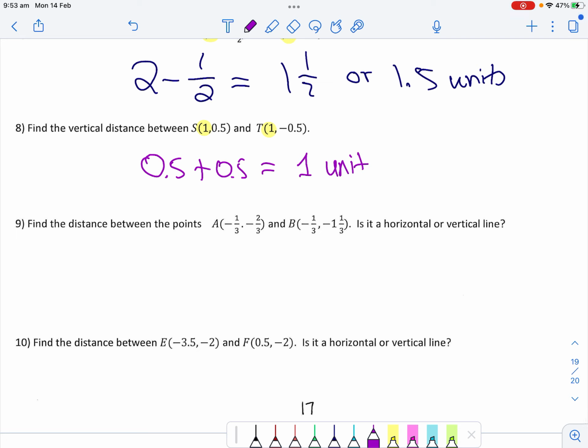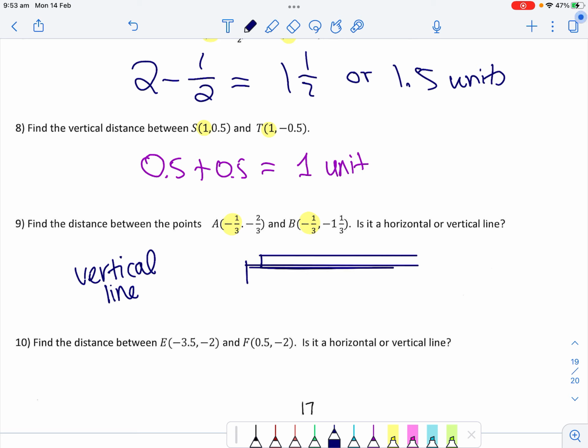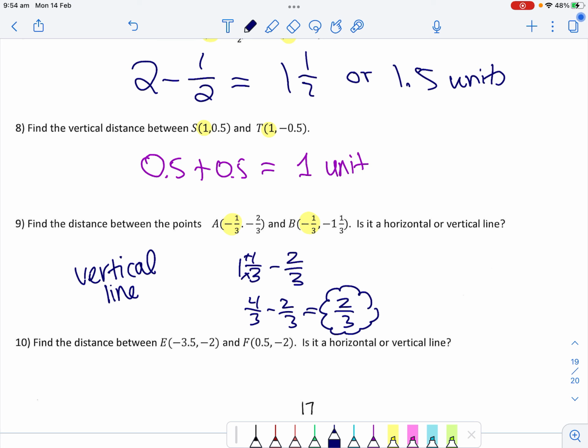Then it says, find the distance between the points. Is it a horizontal or a vertical line? So first I'm going to look at which coordinates are the same. So these two coordinates are the same. This is going to be a vertical line. And then my signs are also the same, so I'm going to subtract. So 1 1/3 minus 2/3. 1 times 3 plus 1 is 4/3 minus 2/3. So my distance is 2/3.